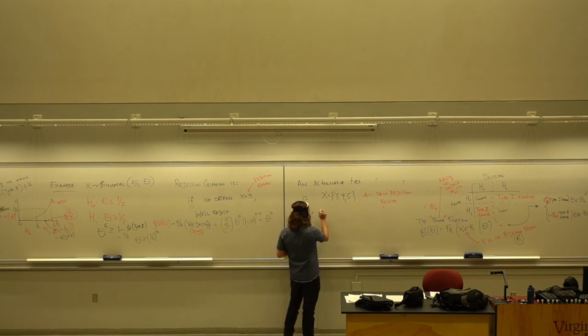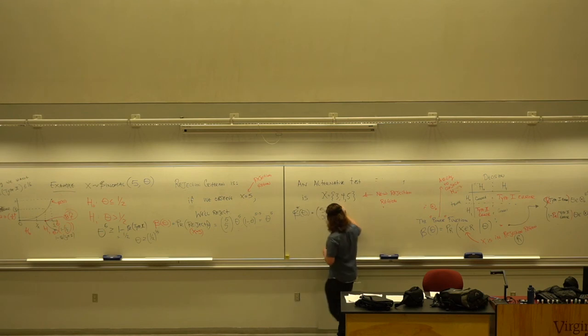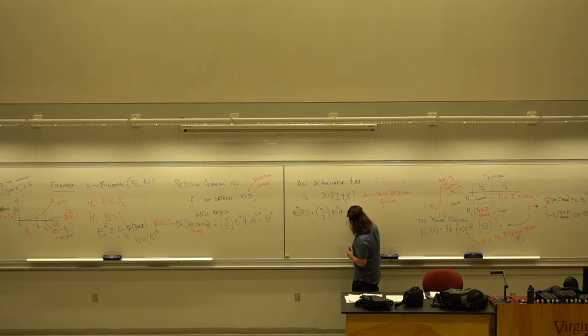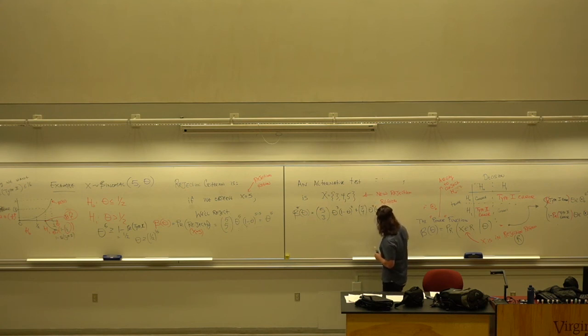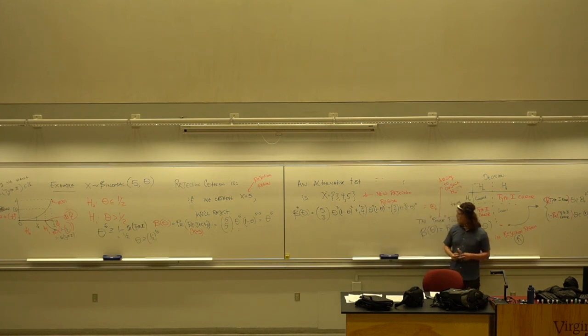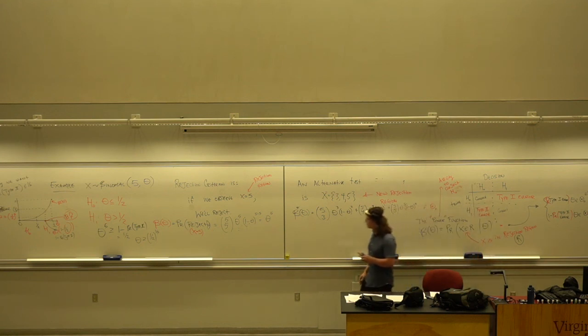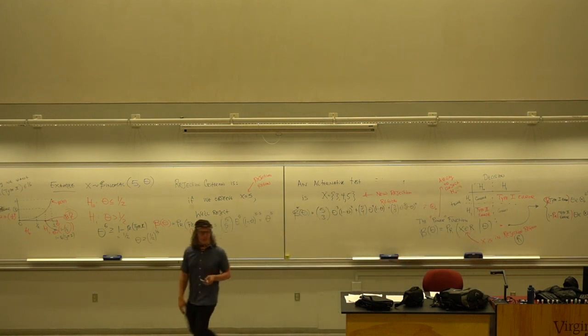And this is going to be 5 choose 3, theta to the 3, 1 minus theta to the 2, plus 5 choose 4, theta to the 4, 1 minus theta to the 1, plus 5 choose 5, theta to the 5, 1 minus theta to the 0. So slightly different. And I could draw what this looks like.